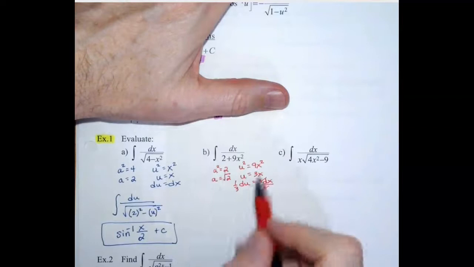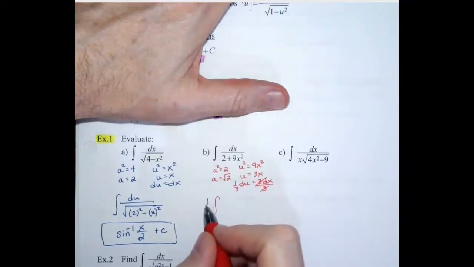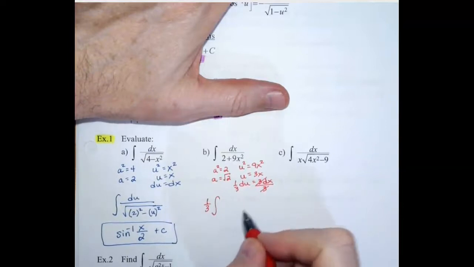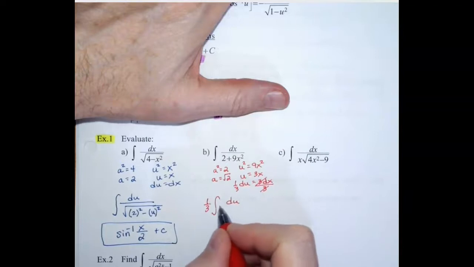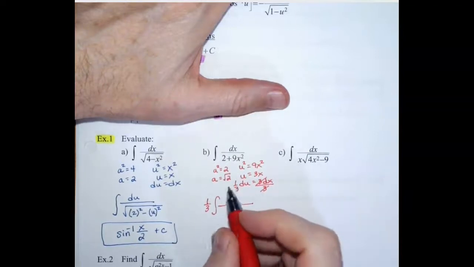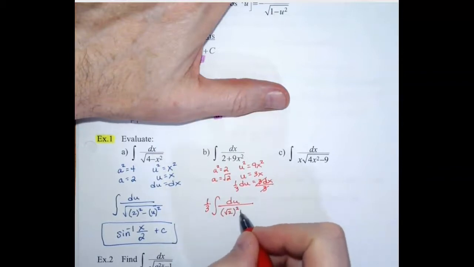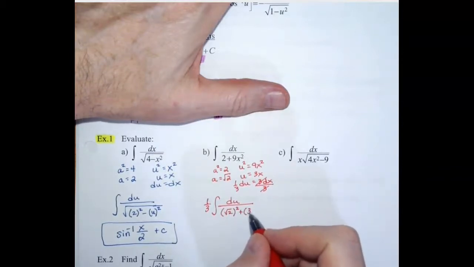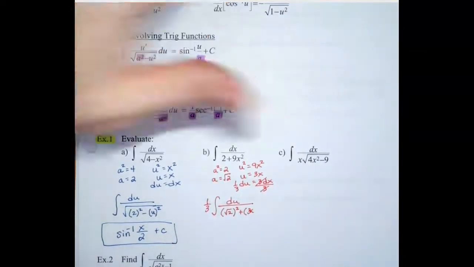So now if we rewrite this, dx is going to become 1/3 du, so we'll put the 1/3 out there. There's going to be a du in here. We can just put that in the numerator, du. And then down here we're going to have root 2 squared plus 3, we switch that to u.